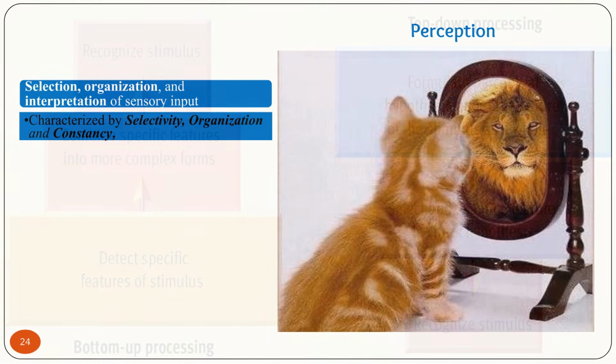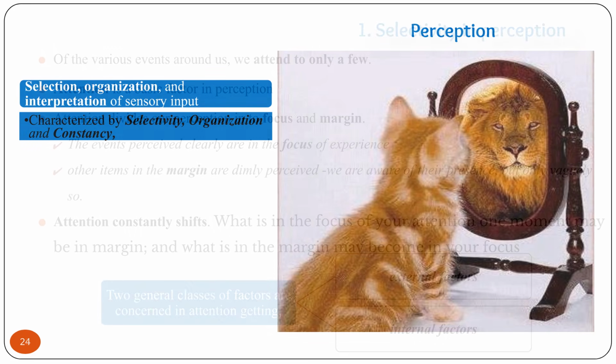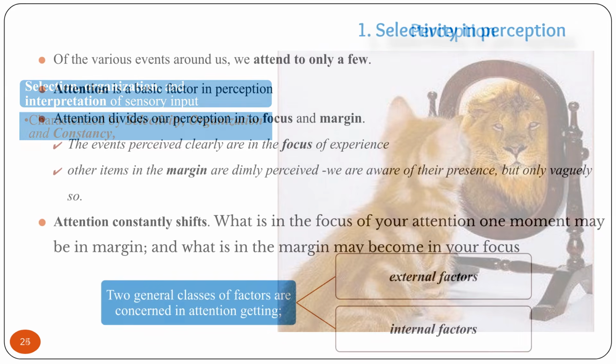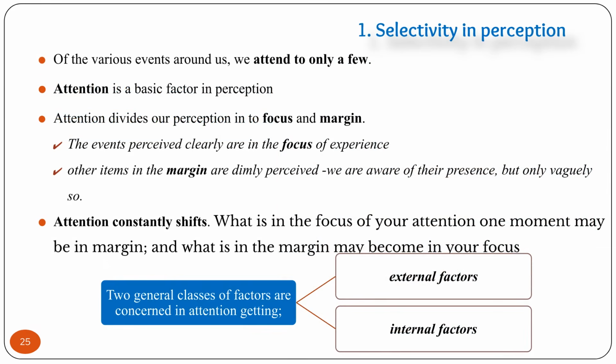Perception is the selection, organization, and interpretation of sensory input. It is characterized by selectivity, organization, and constancy. Selectivity in perception means we attend to only a few events around us. Attention divides perception into a clearly perceived focus and a dimly perceived margin. It is influenced by external and internal factors.